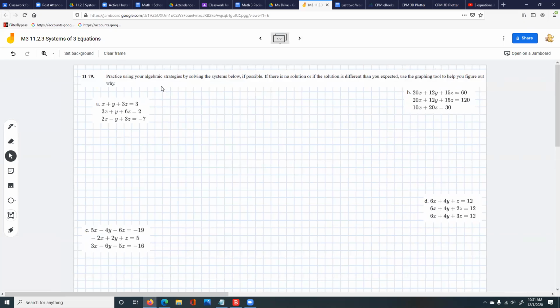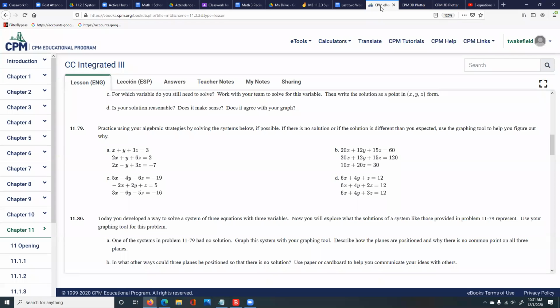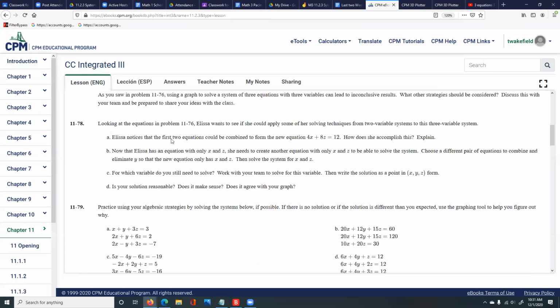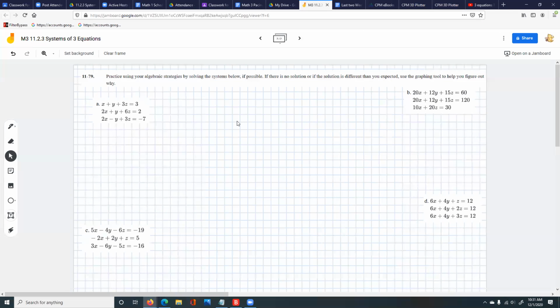Practice using your algebraic strategy. What about 78? Was that part of the last one? Let me see, what did 78 say? Yeah, it was part of the last one. It was just like solve it algebraically, so don't worry about it. You could just write that the last one was 77 and 78. Okay, 79 has 4 problems and they want us to solve them. We don't necessarily need to solve all of them, but we can.